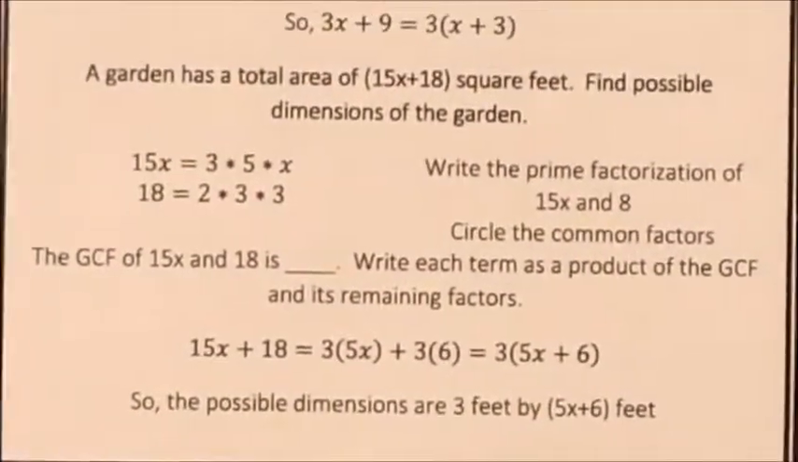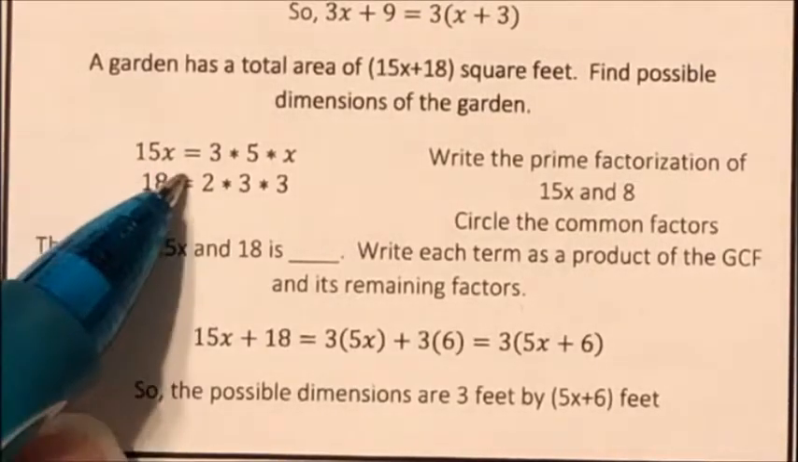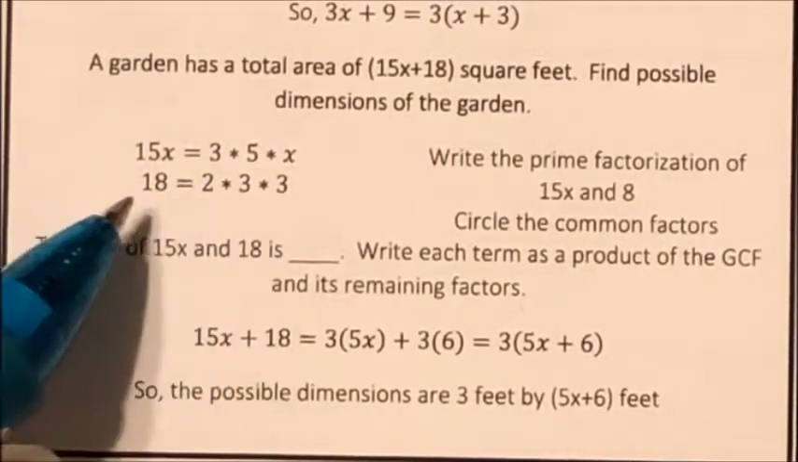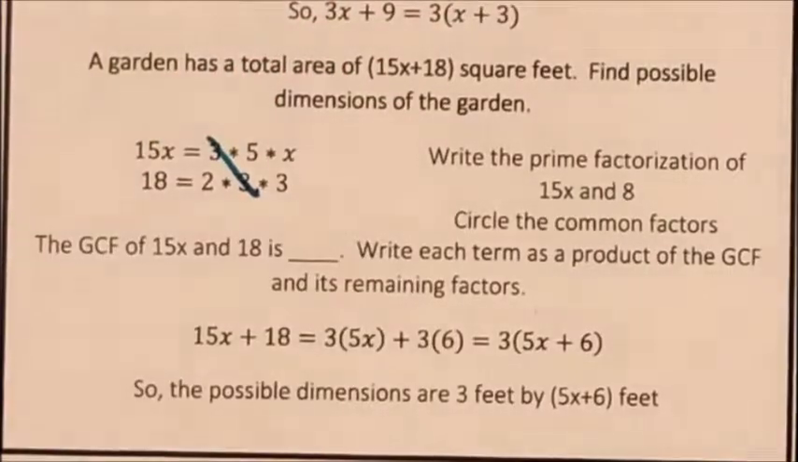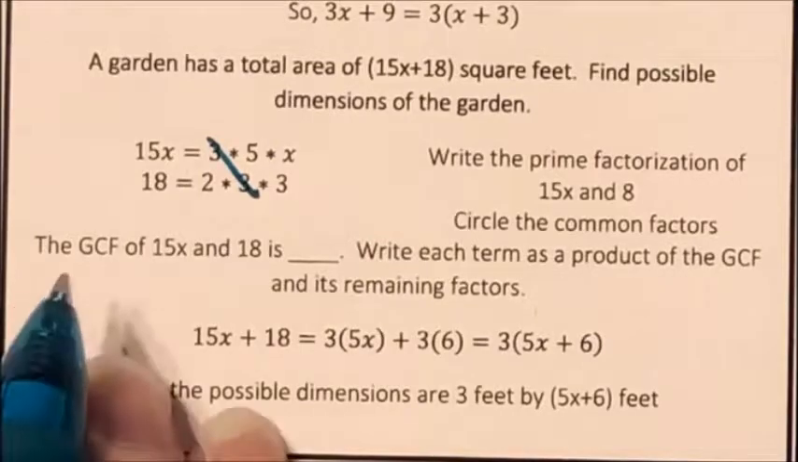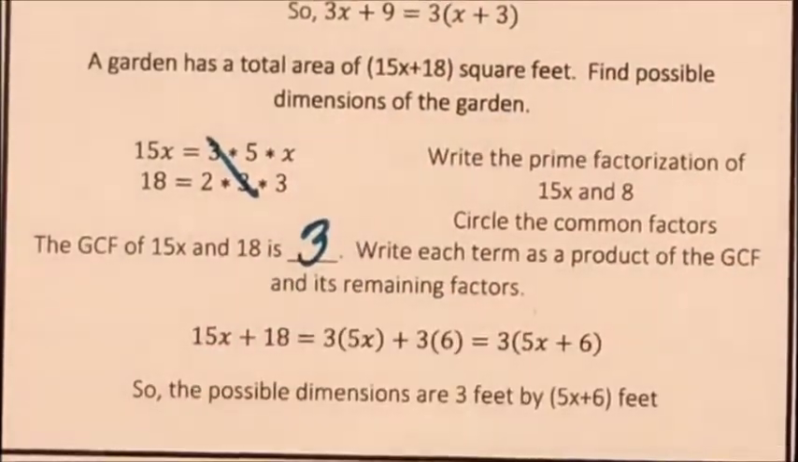A garden has a total area of 15x plus 18 square feet. Find possible dimensions of the garden. So 15x equals 3 times 5 times x, and 18 is 2 times 3 times 3. Well, they both have a 3 in common. So 3 is my GCF. So the GCF of 15x and 18 is 3.